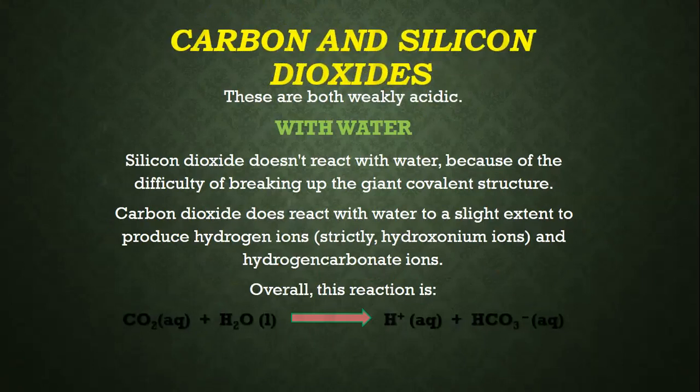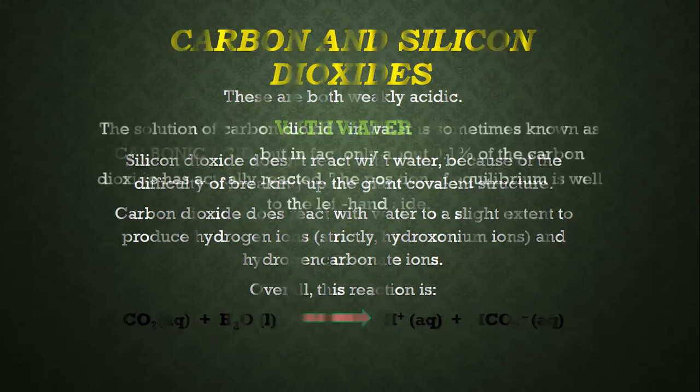The next is carbon and silicon dioxides. These oxides are weakly acidic. Silicon dioxide doesn't react with water because of the difficulty of breaking its giant covalent structure, as we have previously read. Carbon dioxide reacts with water to a slight extent and produces hydrogen ions and hydrogen carbonate ions, that is HCO3-. This is the reaction: carbon dioxide reacts with water and gives H+ plus HCO3-, that is hydrogen carbonate ions.